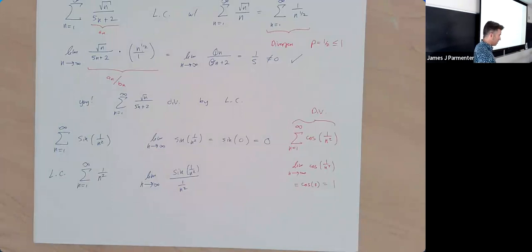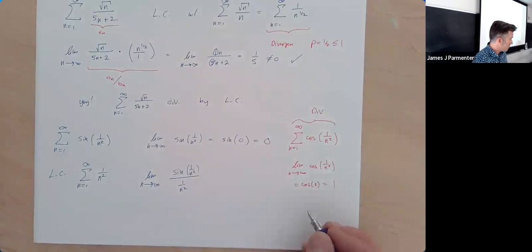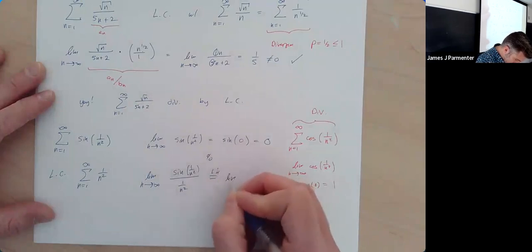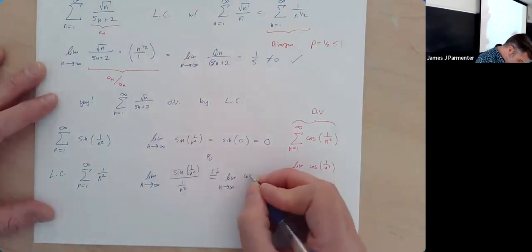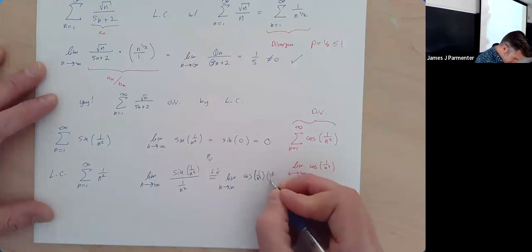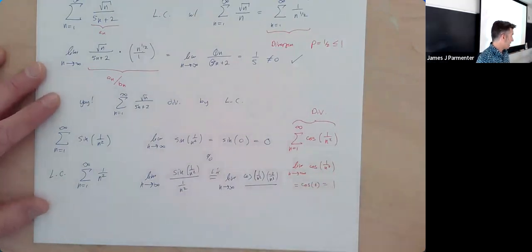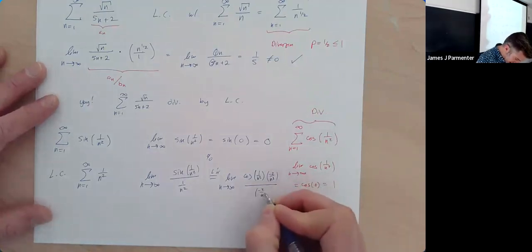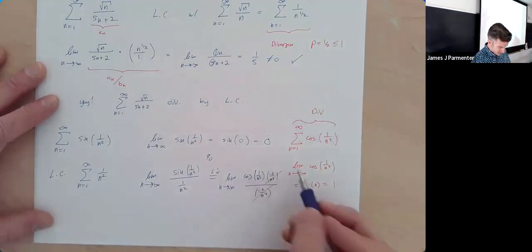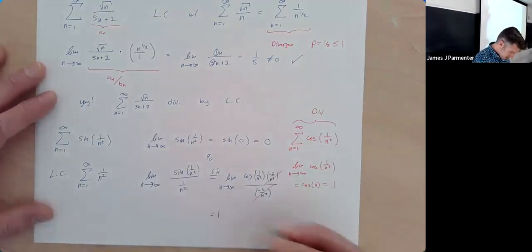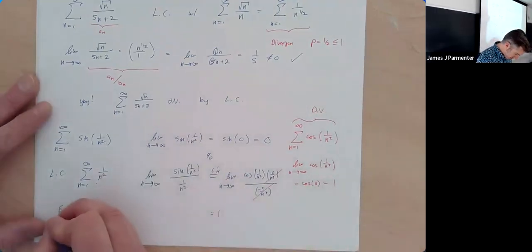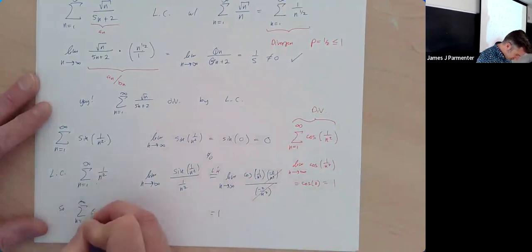Alternatively, if you don't like doing it that way, totally fine. You could use L'Hopital's rule. This is a 0 over 0 type of limit. And we can use L'Hopital's rule and get that the limit as n goes to infinity. The derivative of the top is going to be cosine of 1 over n squared times the derivative of 1 over n squared, which is negative 2 over n cubed. And the derivative of the bottom, 1 over n squared, is negative 2 over n cubed. And those exactly cancel out. Good times. And you get the limit as n goes to infinity of cosine of 1 over n squared, which is exactly cosine of 0, which is 1. Which is not 0 and not infinity. So we know that whatever this one does, that one does. So they both converge. Kind of cool.